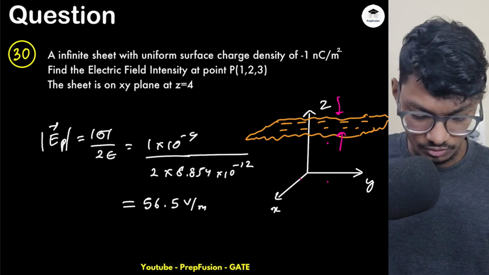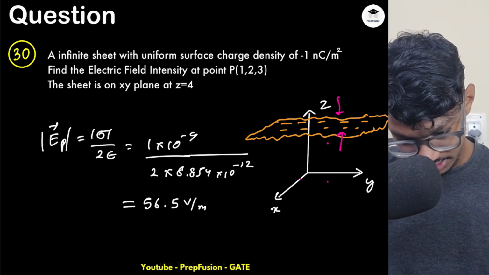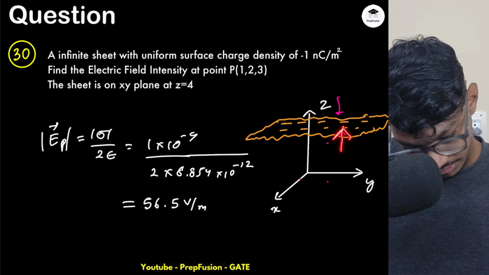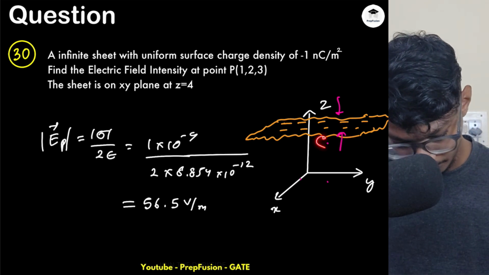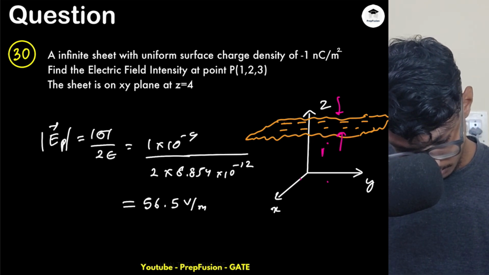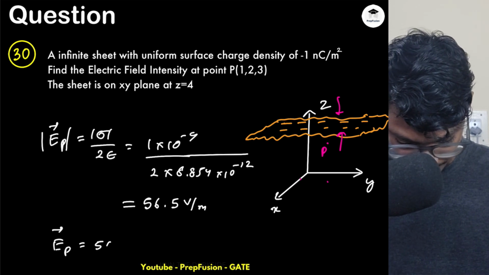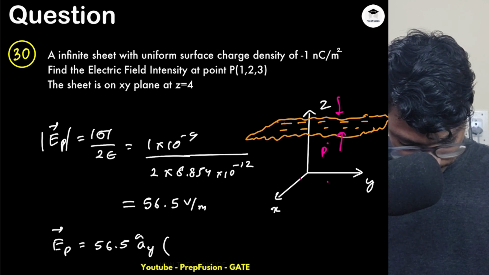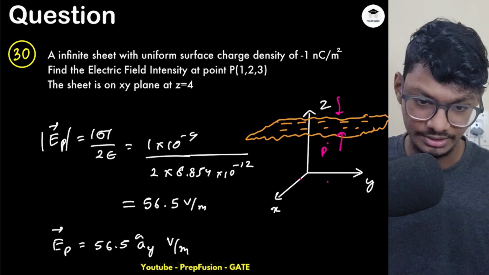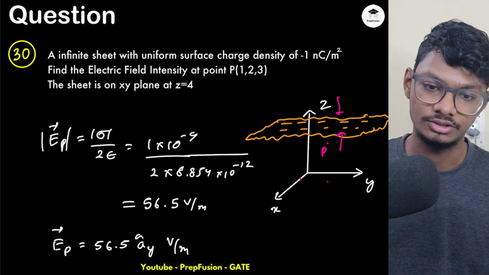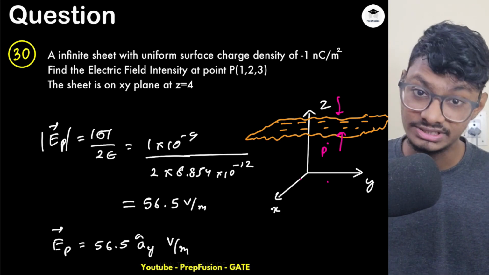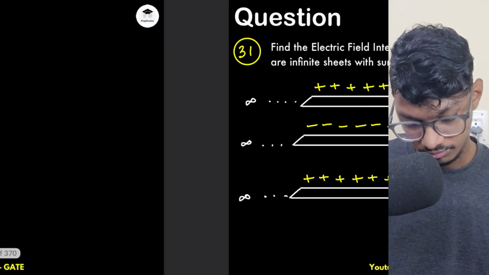56.5. Okay, so what is the direction? Direction is actually somewhere here, right? Because the electric field will be terminating, so my point is here. So EP will be 56.5 a_y cap volt per meter. So this will be the direction of the electric field, and this will be the solution to the question. It's very simple, but these types of questions can also come. Just keep a note of this.